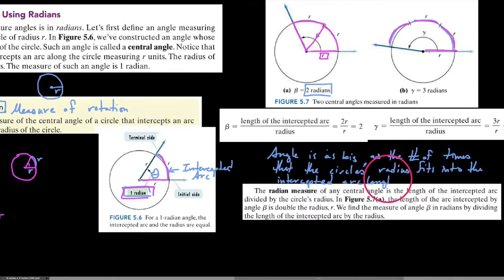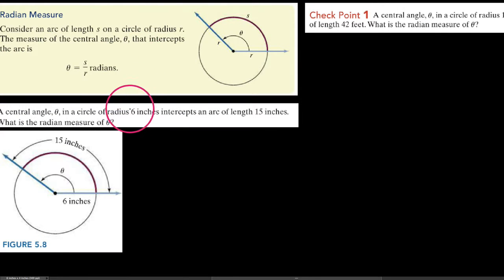And so that's what we're referring to as radians, really just saying how many times would the radius fit into the arc length. That's how many radians big this angle is. And so let's go ahead and define formally what we mean by radian measurement.